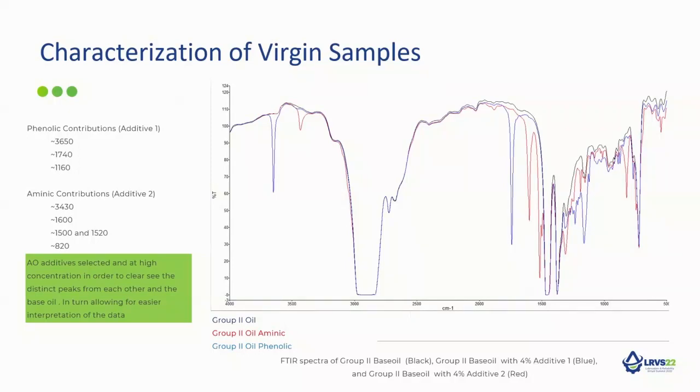We are now completing the same experiment from ruler analysis in the previous slide. Here the black line represents the group 2 base oil by itself, while the blue and the red represent additive 1 and additive 2 at 4% in base oil. Antioxidant additives were selected at high concentrations to see distinct peaks from each other in the base oil. In turn, they allowed for more straightforward interpretation of the data. From this analysis, we recorded that there are no unusual peaks within the group 2 base oil, and the contribution peaks for additive 1 and additive 2 can be seen on the left.